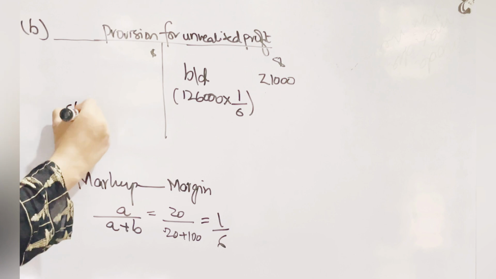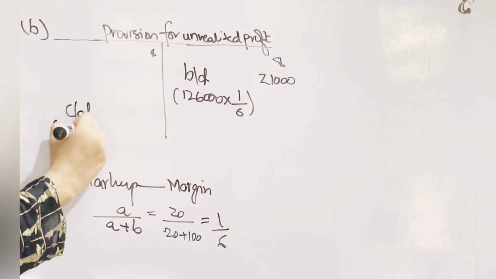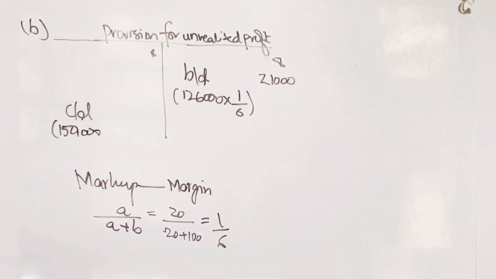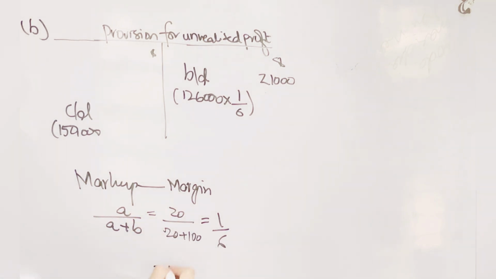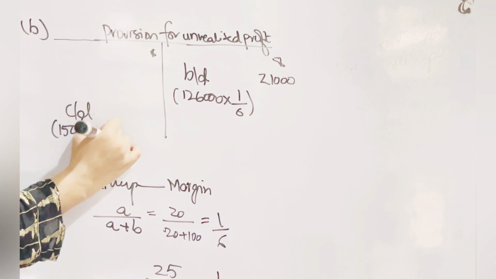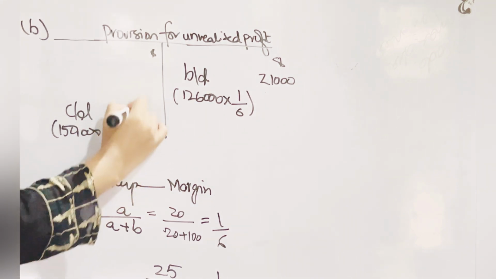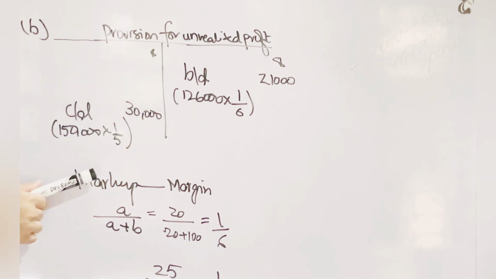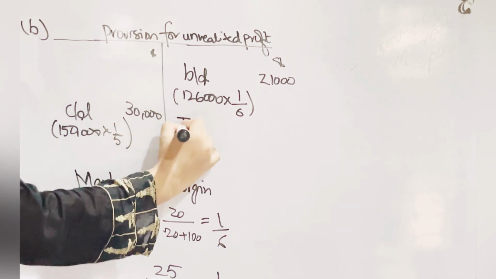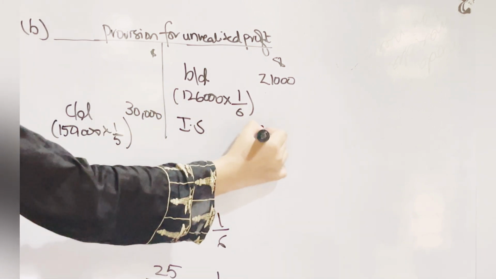For the carry down, we have been given the amount as 150,000. And we know in 2020, the markup increased from 20% to 25%. Again 25 plus 100, it is roundabout 1/5. So 150,000 into 1/5 will give you 30,000 carry down. You can now find the difference. It's 9,000. So income statement will be 9,000.